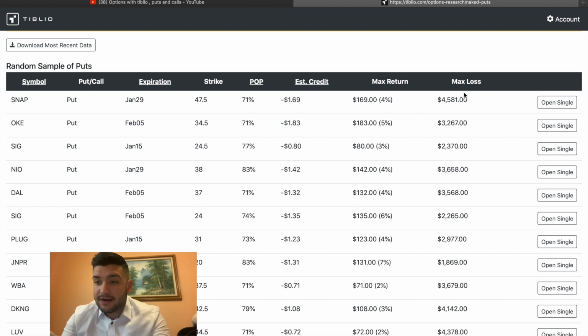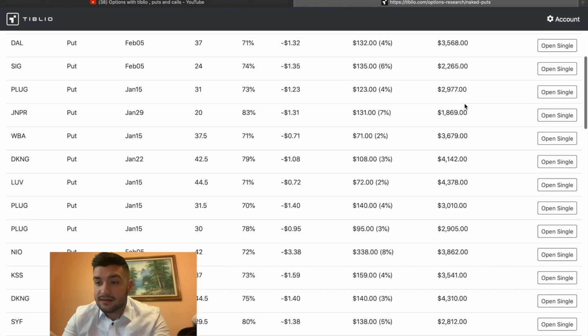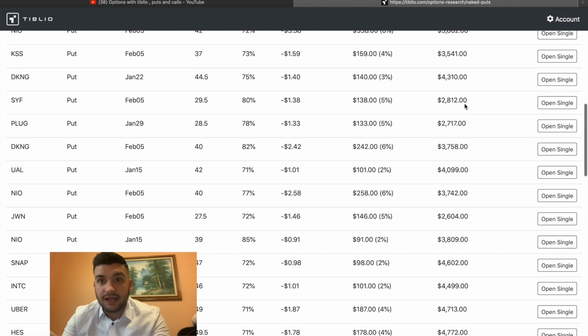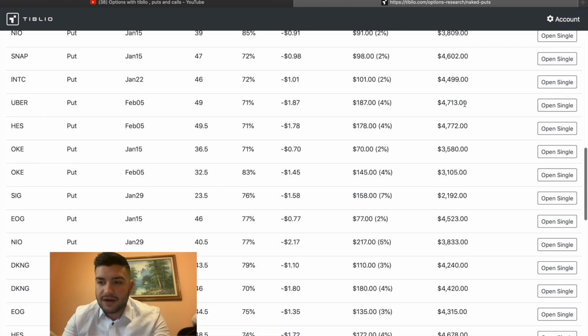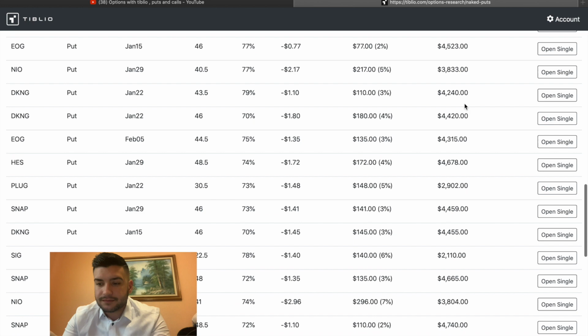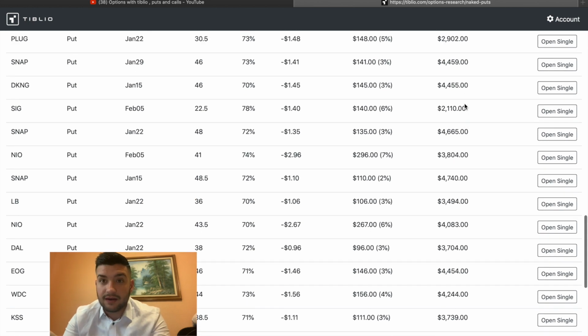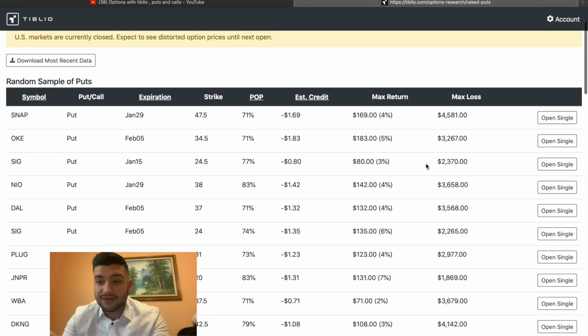As you can see right here, max loss. This is just the amount of money you need to open a trade like this, okay? Now, if you've got $10,000, $5,000, I suggest you do this. This is a pretty good, safe way. Now you can do the wheel strategy, the never-losing strategy.